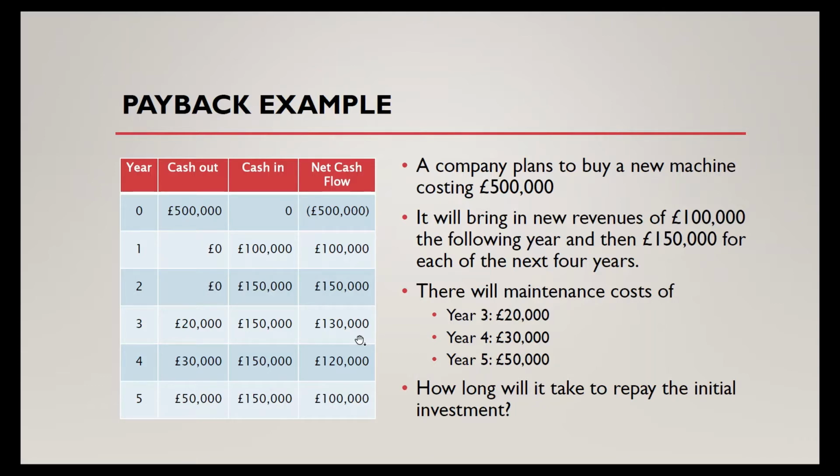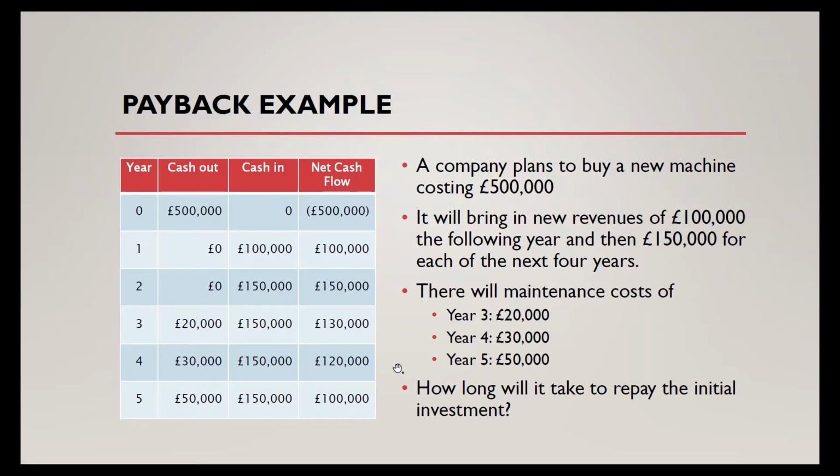Following similar steps, in year 4 we have 30,000 pounds of maintenance costs. So for the cash out, it will be 30,000 pounds. For the cash in, it is going to be 150,000 pounds. And the net will be 150,000 pounds minus the 30,000 pounds. Therefore, we get a net of 120,000 pounds for year 4.